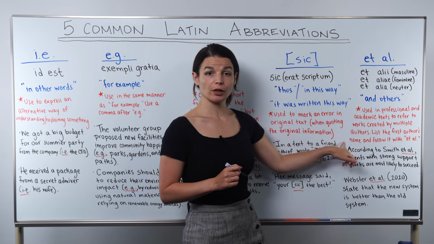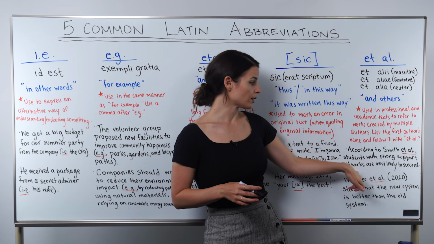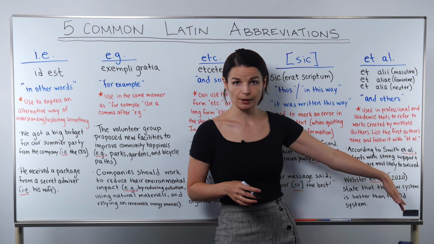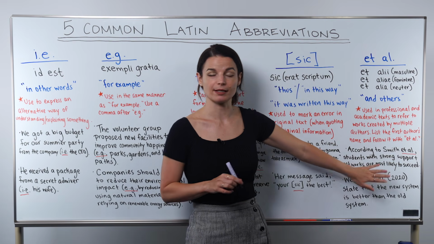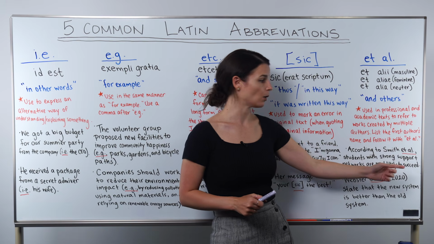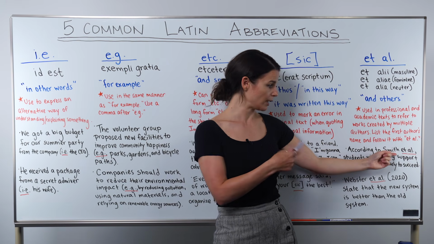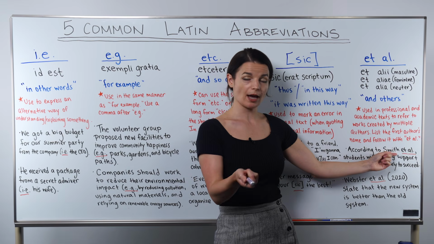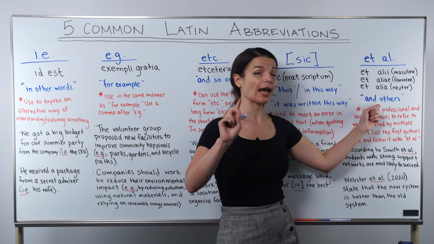First, according to Smith et al., students with strong support networks are most likely to succeed. Okay, so this fact is not true. I've made up the fact for this example sentence. The important part here is according to Smith et al. So, et al. here, after Smith. So this part means according to Smith et al. Smith is one of the authors here. Et al. means and others.